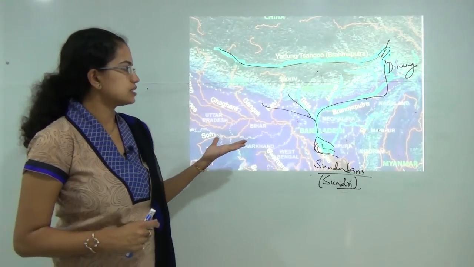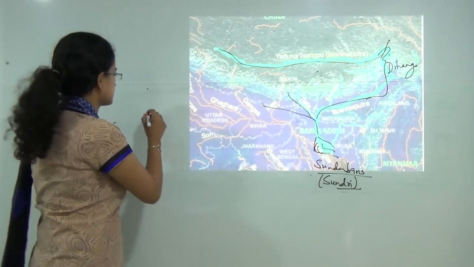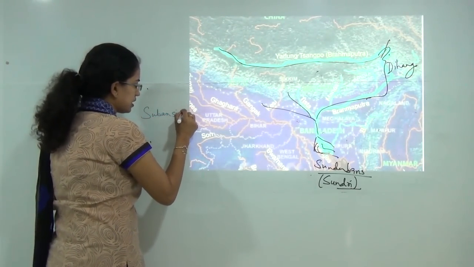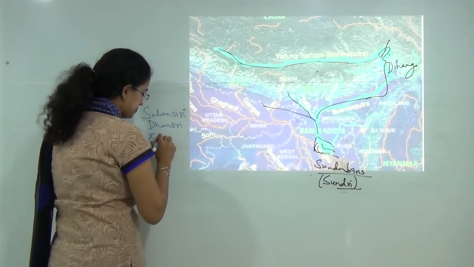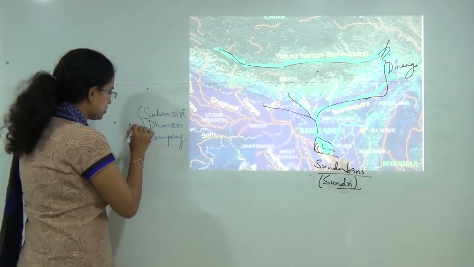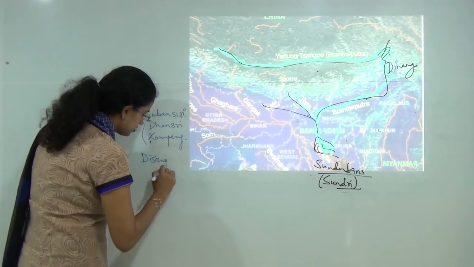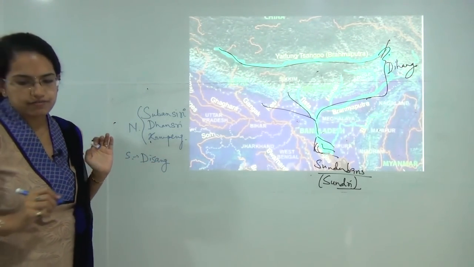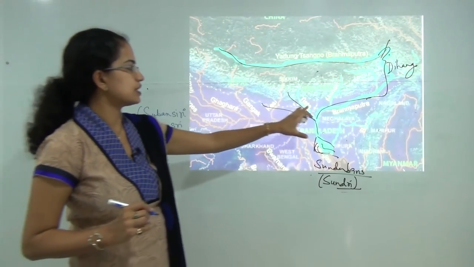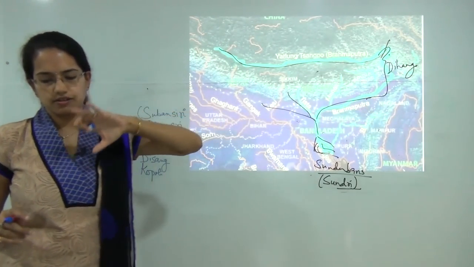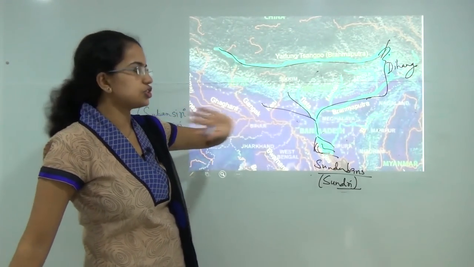Now there are major tributaries that join Brahmaputra. The tributaries joining from the north are Subansari, which is one of the major ones, Dhansari and Kameng. These are joining from the north. However, you have tributaries that join from the south. Disang is another tributary that joins from the south. And finally, you have Kopili that joins from the south. So these are some of the rivers that join Brahmaputra from north and south. It's one of the largest rivers, and along with Ganga, it forms the largest delta in this region.